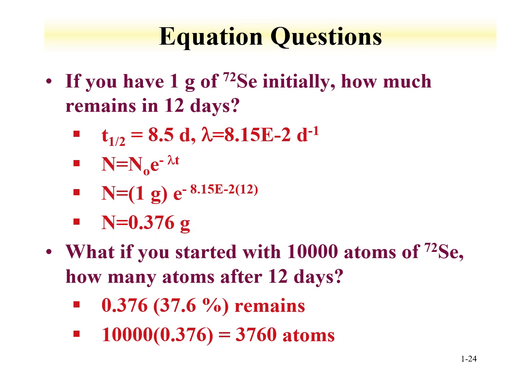you get 0.376 grams. So if you started with 10,000 atoms of selenium-72, how many atoms would remain after 12 days? Well, after 12 days, it's 0.376, so 37.6% remain. So if I started out with 10,000 atoms, I'd have 3,760 atoms after 12 days. So these relationships are the same: mass, number of atoms, they're correlated.